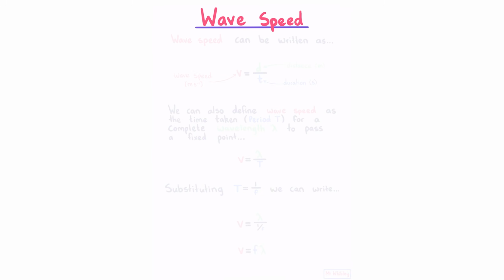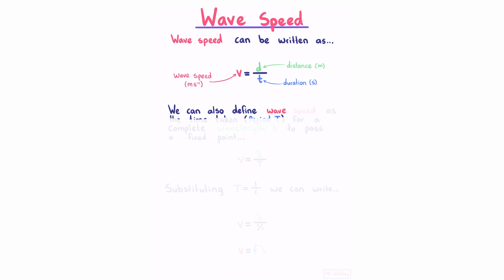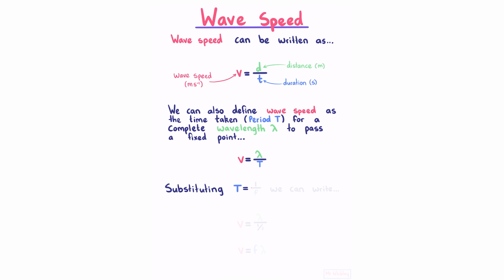Wave speed. Wave speed can be written as velocity is distance over time, an equation that you're hopefully well familiar with. We can also define wave speed as the time taken, aka the period, for a complete wavelength to pass a fixed point. In this case, we replace our d with lambda, our wavelength, and our time with our period. And now substituting period is 1 over frequency, we can write this term here, which simplifies to wave speed is frequency times lambda, an equation that you're given on your formula sheet and you're going to become well familiar with.